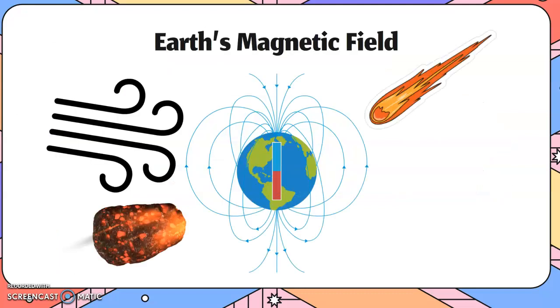Another really important thing that allows Earth to be habitable is the magnetic field. The magnetic field protects us from the solar wind, comets, and asteroids. The magnetic field also holds onto our atmosphere. The reason we have a magnetic field is because of our liquid outer core and plate tectonics.